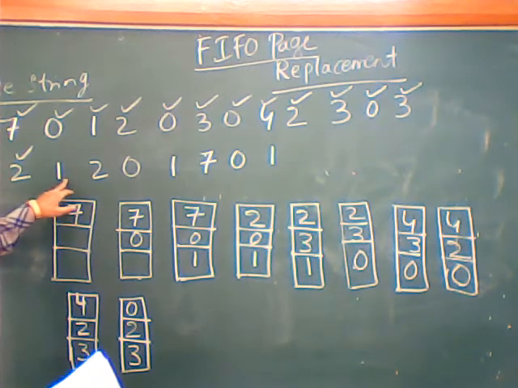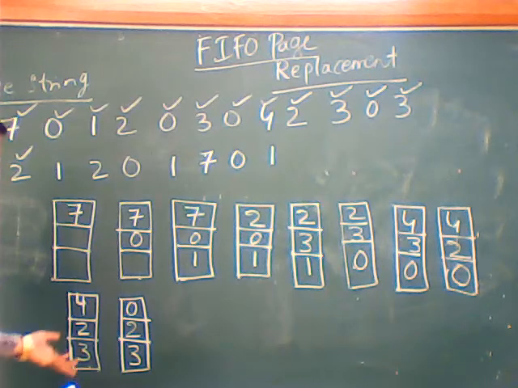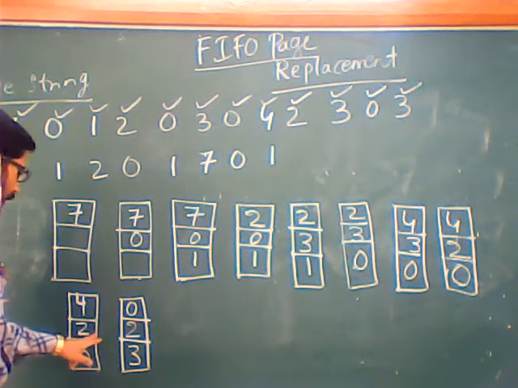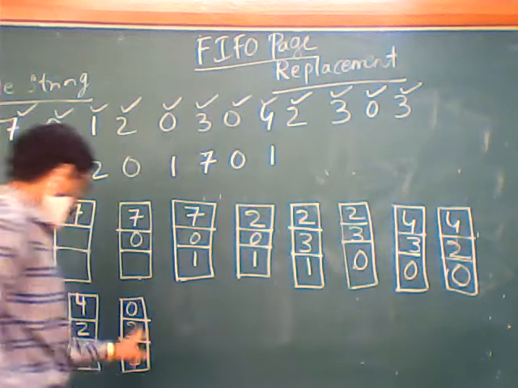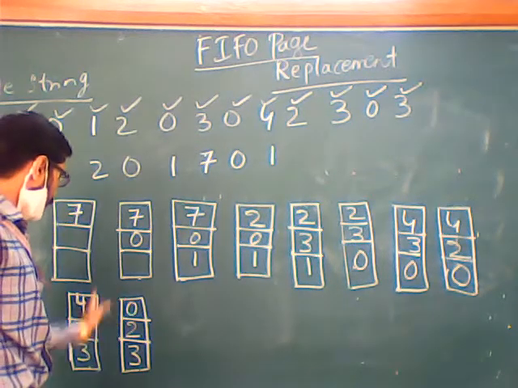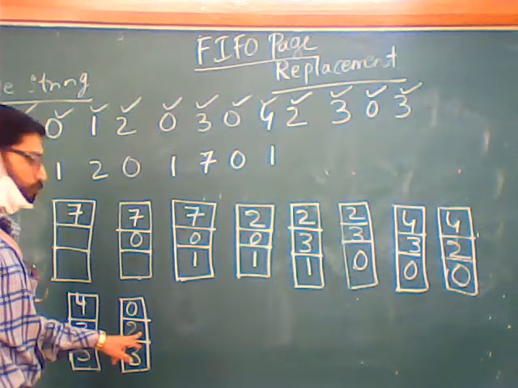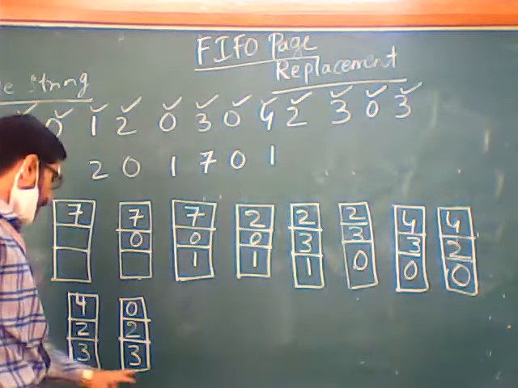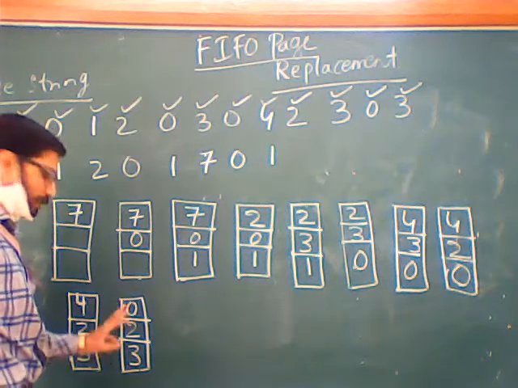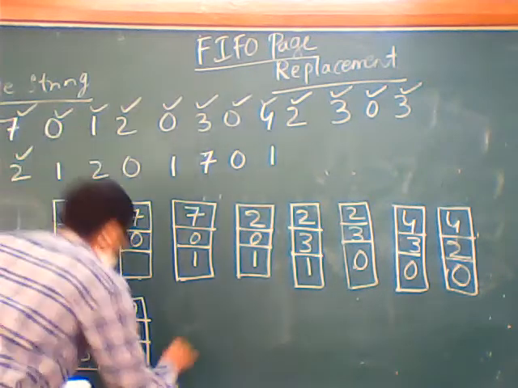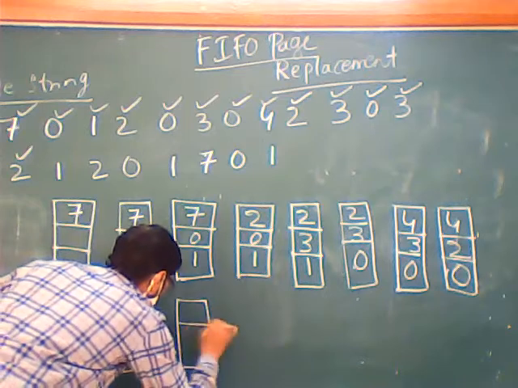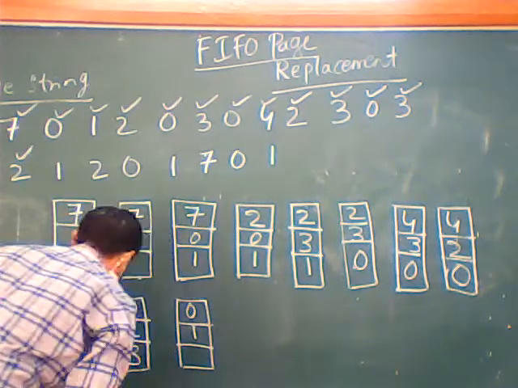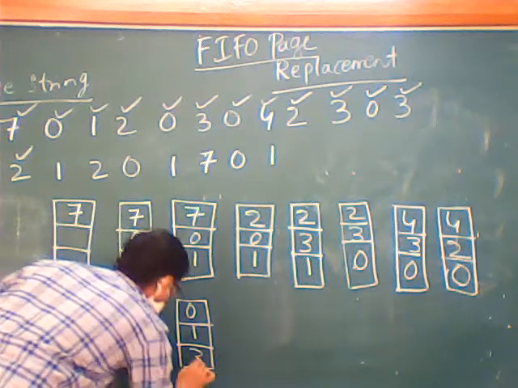Next, go for 1. 1 is not available. Replace. Replace with what? We have just now replaced 4 with 0 here. And out of 0 to 3 which arrived first, 2 you need to remove, because 2 has repeated 1, 2, 3 and 3 has repeated only twice and the size is 3. So in place of 2 we will put 1, and 3 will be as it is. So 0, 1, 3.